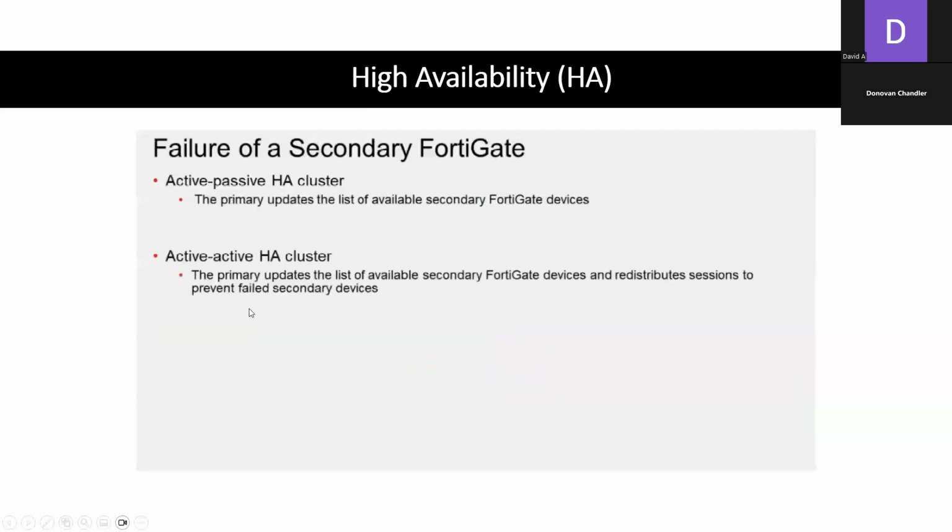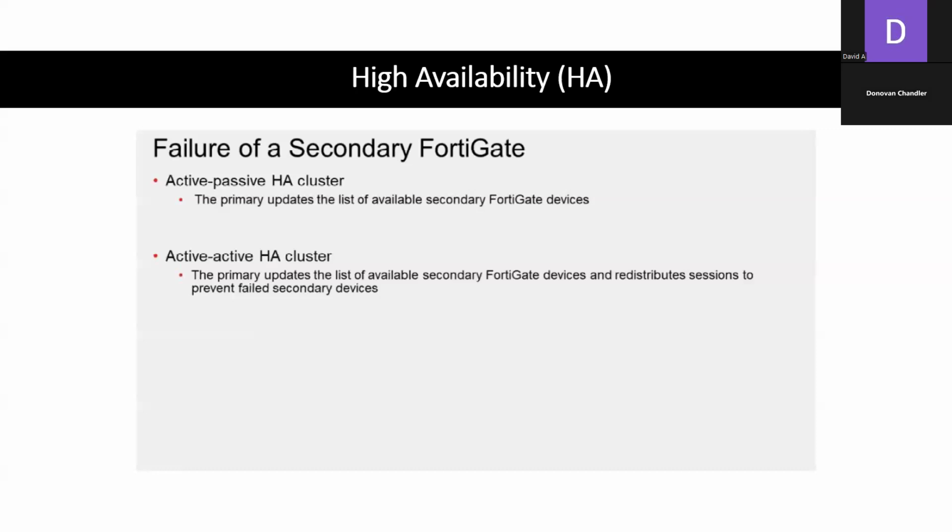Okay. So we talked about failure of a secondary FortiGate. You learned that when the primary fails, a new primary is elected. But what happens if the secondary device that just became the primary device fails? Well, it depends on the HA mode. In an active-passive cluster, the primary only updates its list of available secondary FortiGate devices. It also starts monitoring for the failed secondary, waiting for it to come online again.